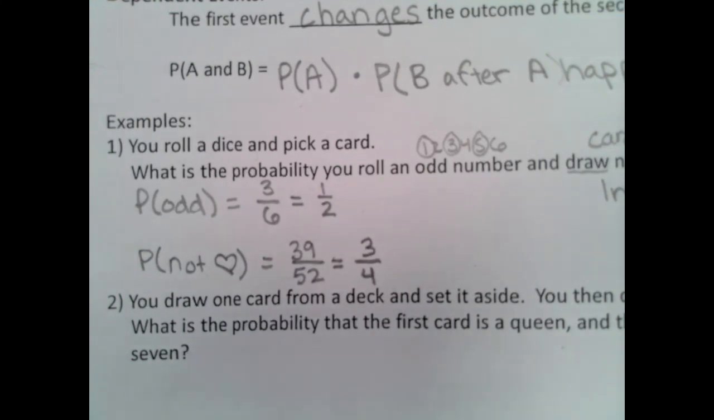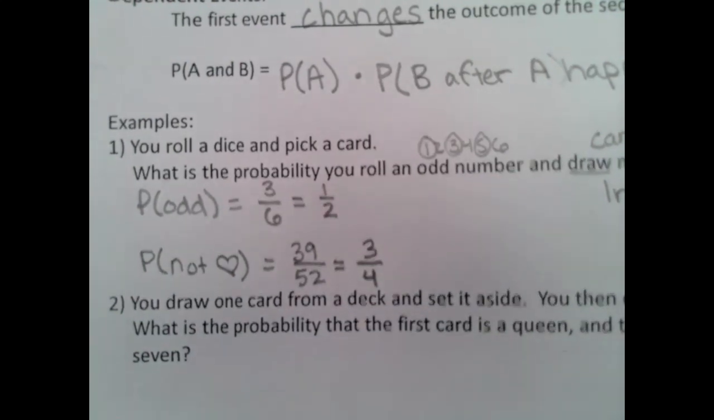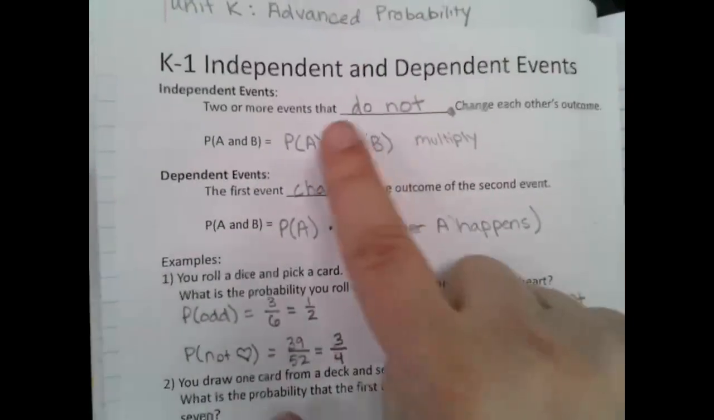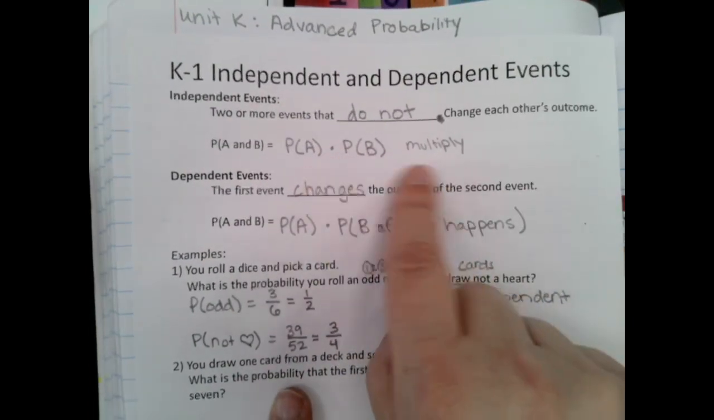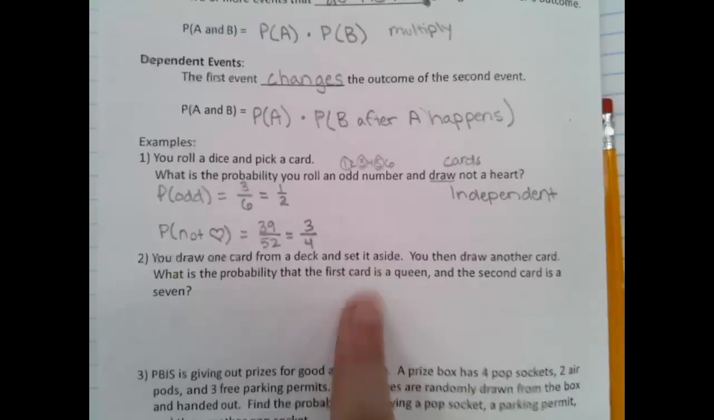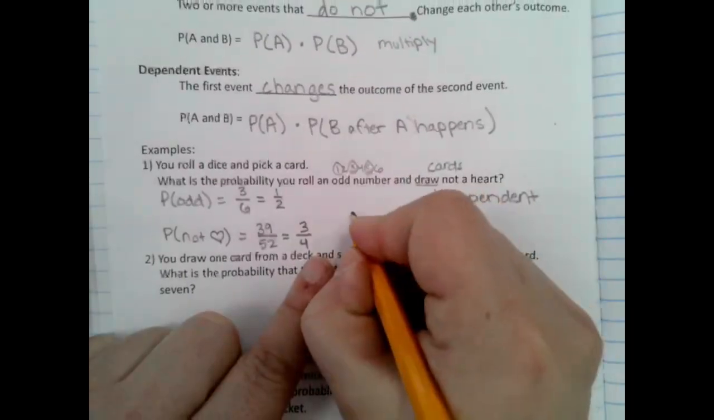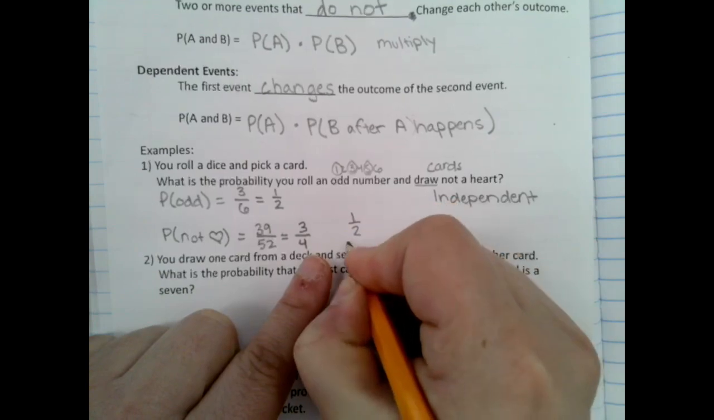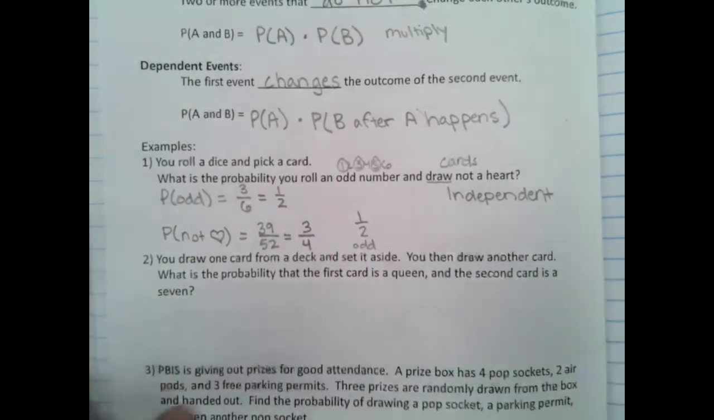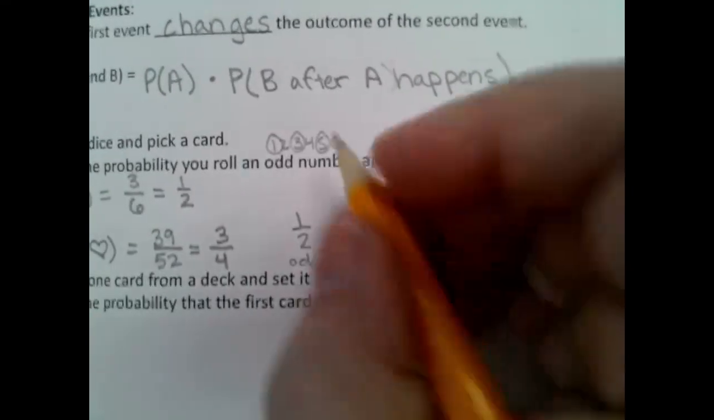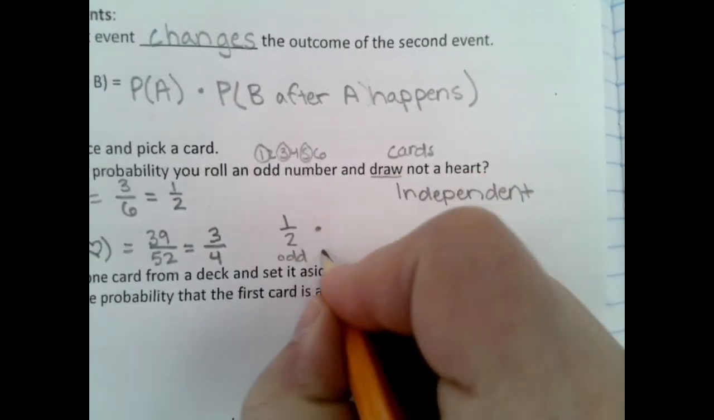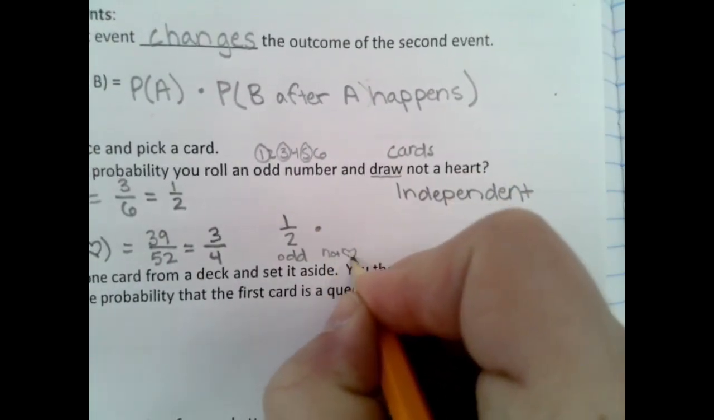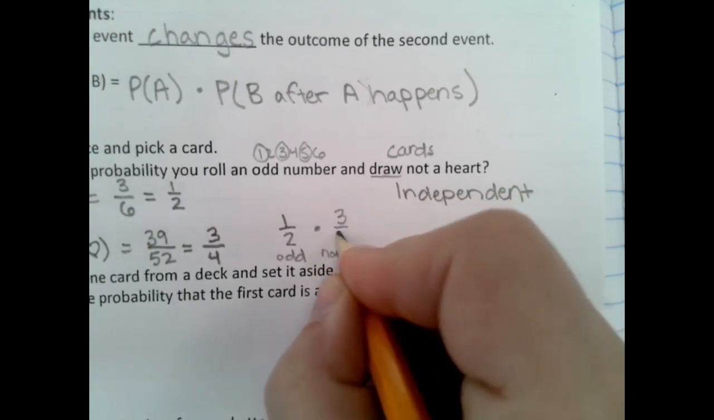So to find the probability of both of these happening, we're not just looking for the probability of an odd number, we're not looking just for a probability of not getting a heart. We want both of these things happening together. We have that and. Okay, so to do that, we take our probabilities and we multiply. So we're going to take 1/2, that's our probability of our odd, and we're going to multiply it by our probability of not a heart, which was 3/4.